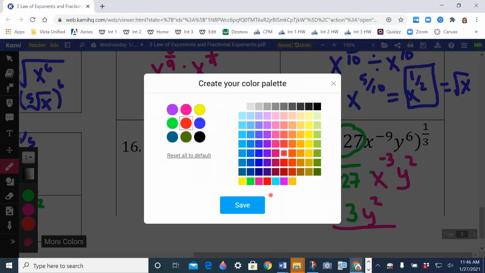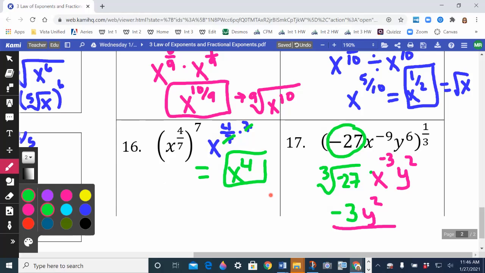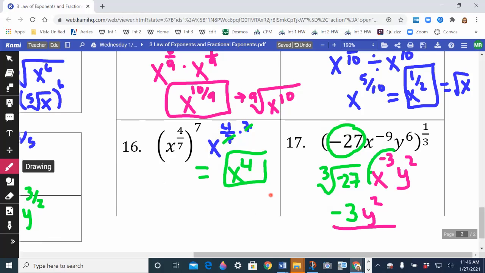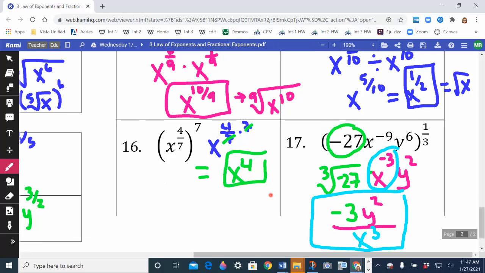This x to the negative 3rd is going to move to the bottom. And that's your answer. And that negative 3, that is a normal number. Do not move that to the denominator.